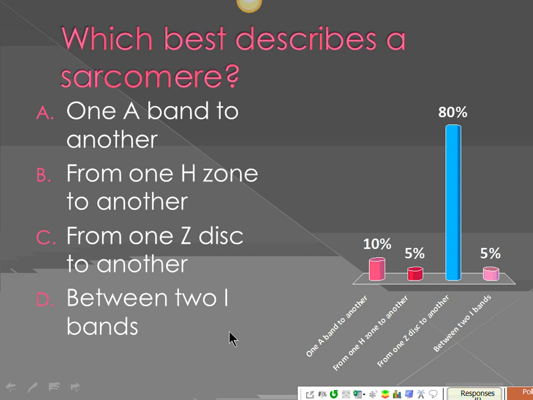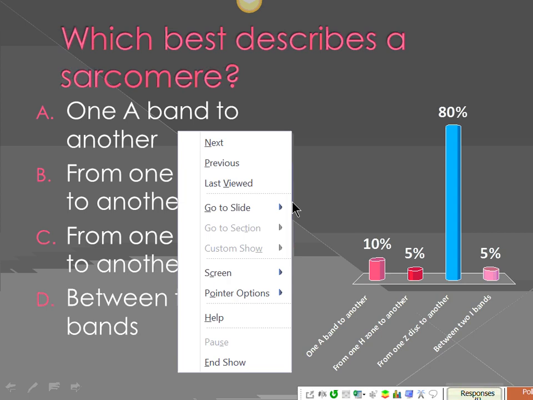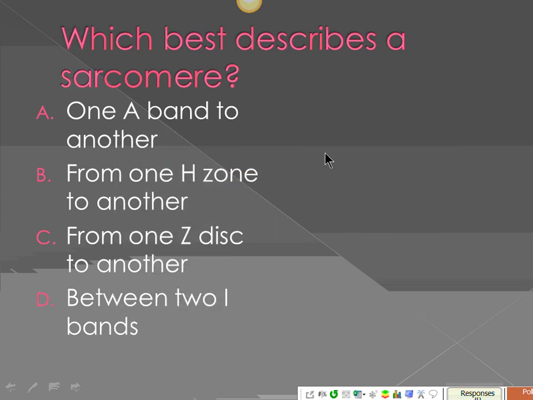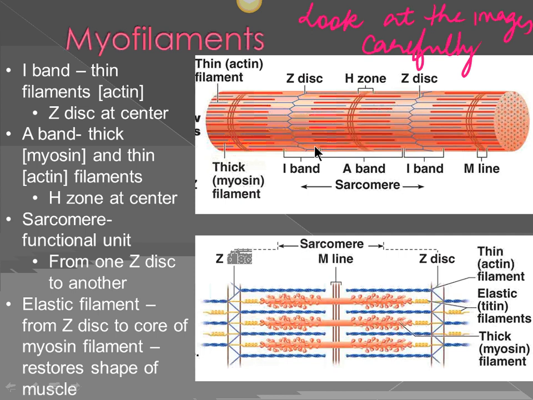Very good. It's from one Z disc to the other, not from one A band to the other, because if you look at the picture, from one A band to the other A band, you have the I band, not the sarcomere. And from one H zone to the other H zone, you have part of the A band and part of the I band and again part of the A band, right? So that's not a sarcomere.